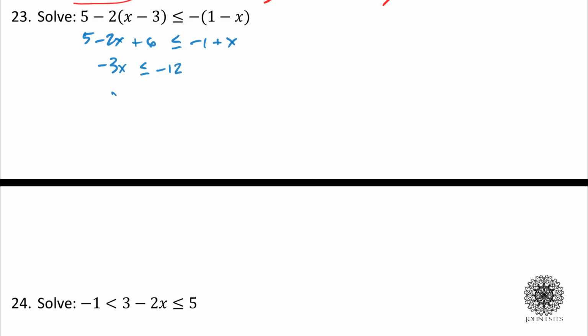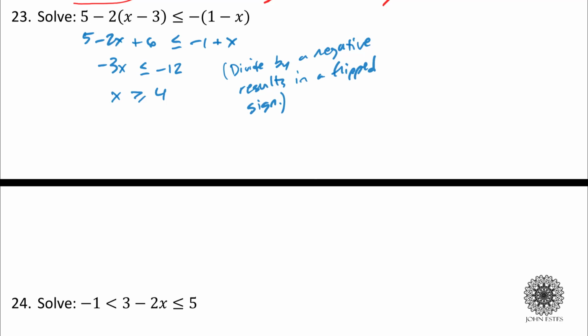And then when I divide by negative 3, I need to flip my sign. And why do I do that? Remember, dividing by a negative results in a flipped sign. So here I end up with x is greater than or equal to 4, which on a number line would look like this: here's 4, 4 is included, and I need the bigger part.